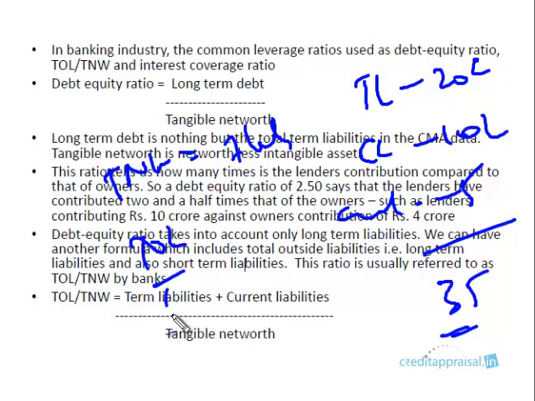So what is TOL by TNW? TOL is total outside liabilities, including both short term and long term. All this put together, 35 by TNW 7 lakhs. So this is 5:1. This company is having 5:1.